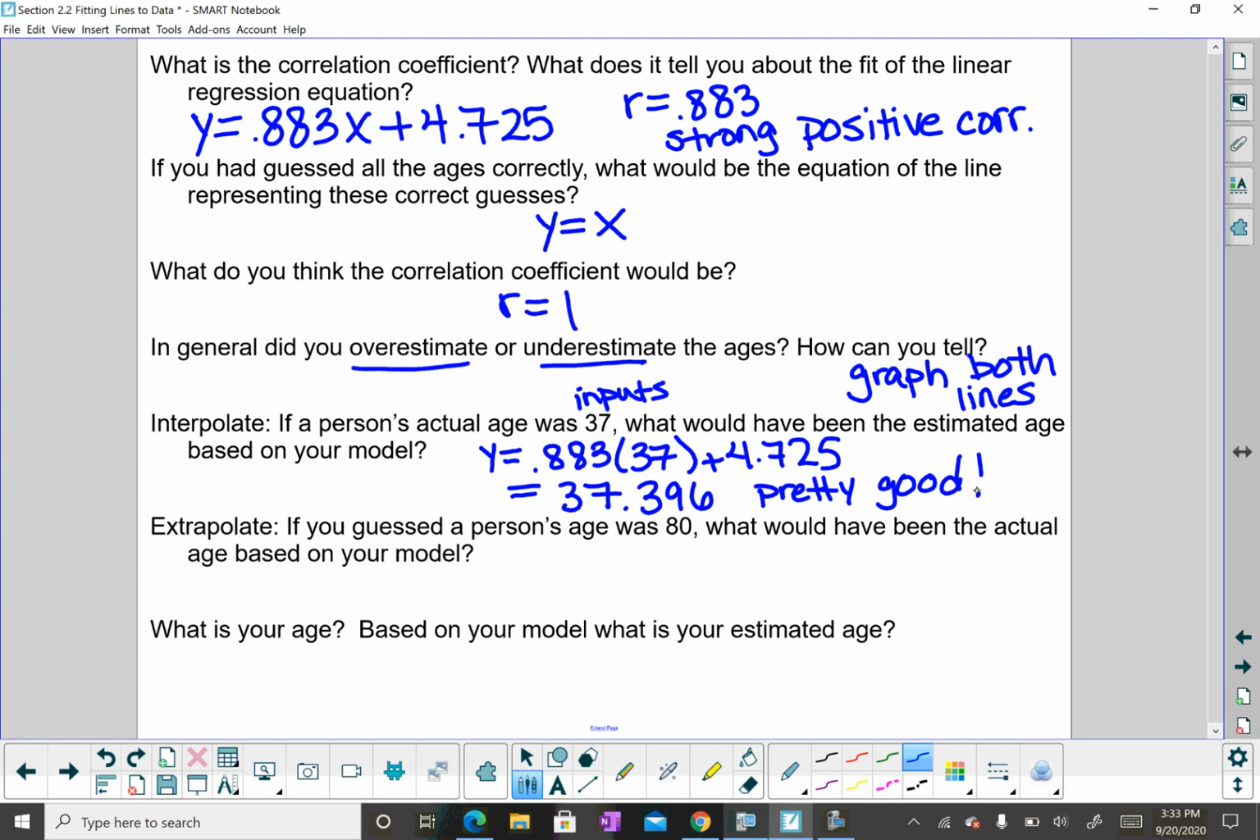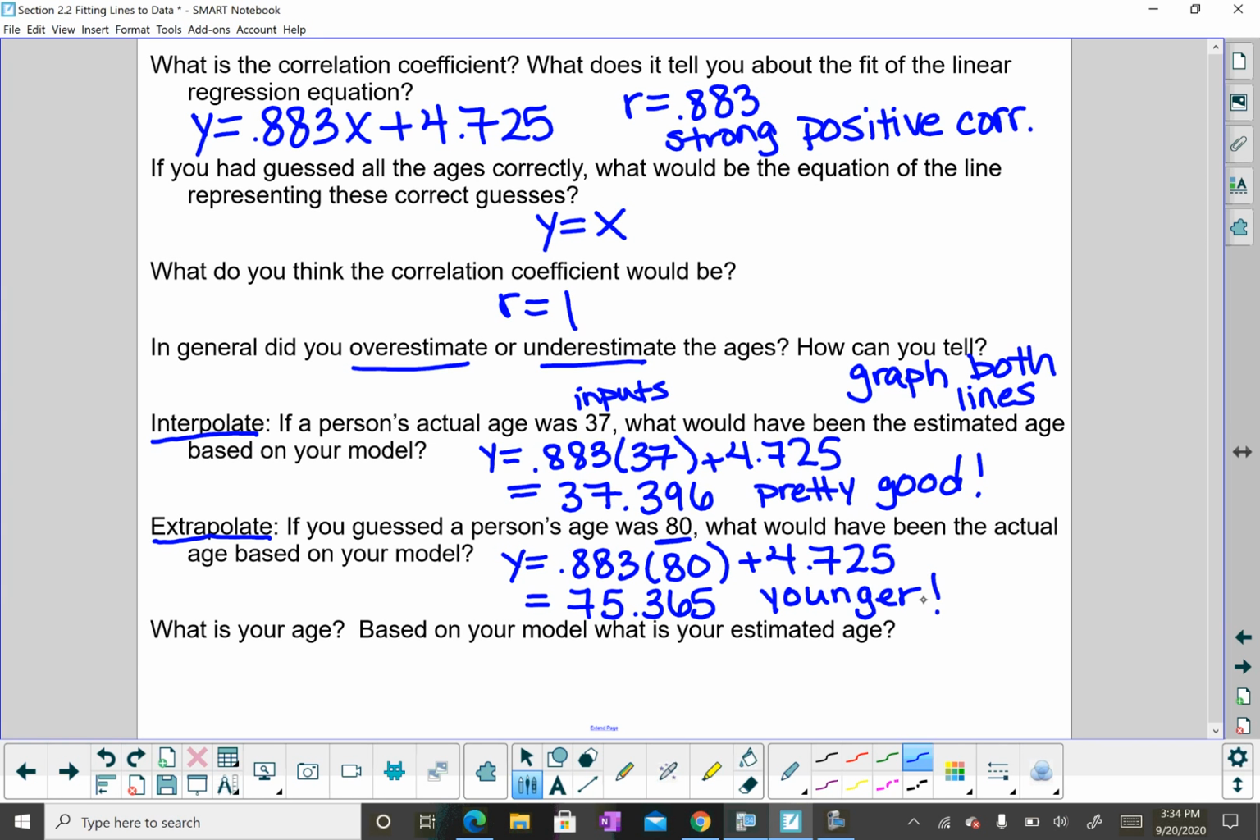Again, yours might look a little bit different than that. That was an interpolation problem because 37 is between ages that we were given in our table. The next question is we want to extrapolate. We want to say if somebody's age was 80, what would have been the estimated age based on their model. So again, that's an input, an x value. And remember we said a few minutes ago, we thought that as the person got older, it looked like he kind of underestimated their age. So let's see if that shows up when I type in this value, 0.883 times 80 plus 4.725. And that's exactly what this shows. It says it's 75.365. So he would have guessed younger than 80.